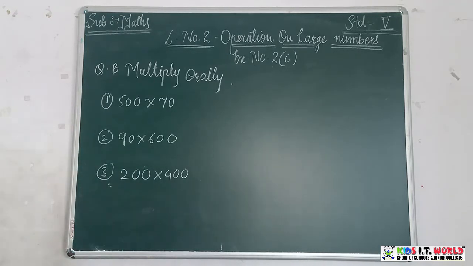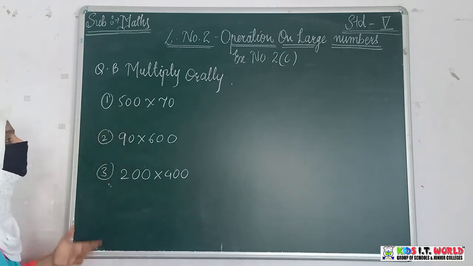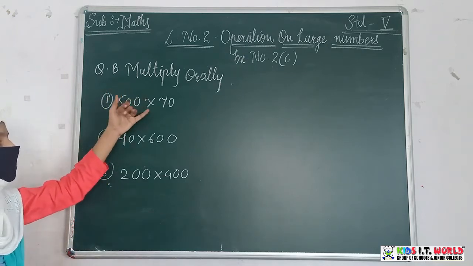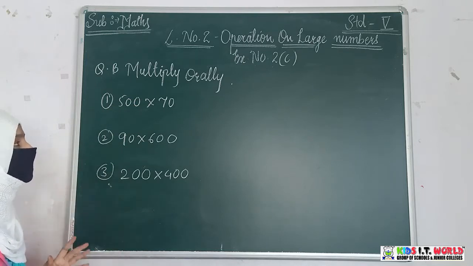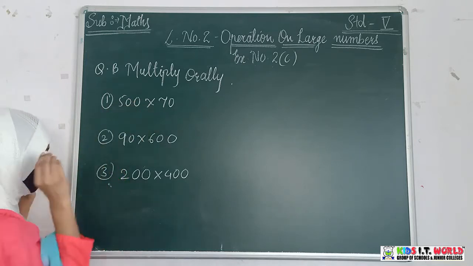Now in the next question you have to multiply the numbers orally. So it is not needed to write here, but for the explanation I am telling you the question B, multiply orally. Whenever you are multiplying a number by tens, hundreds or thousands, it's very easy. Just count down the zeros.